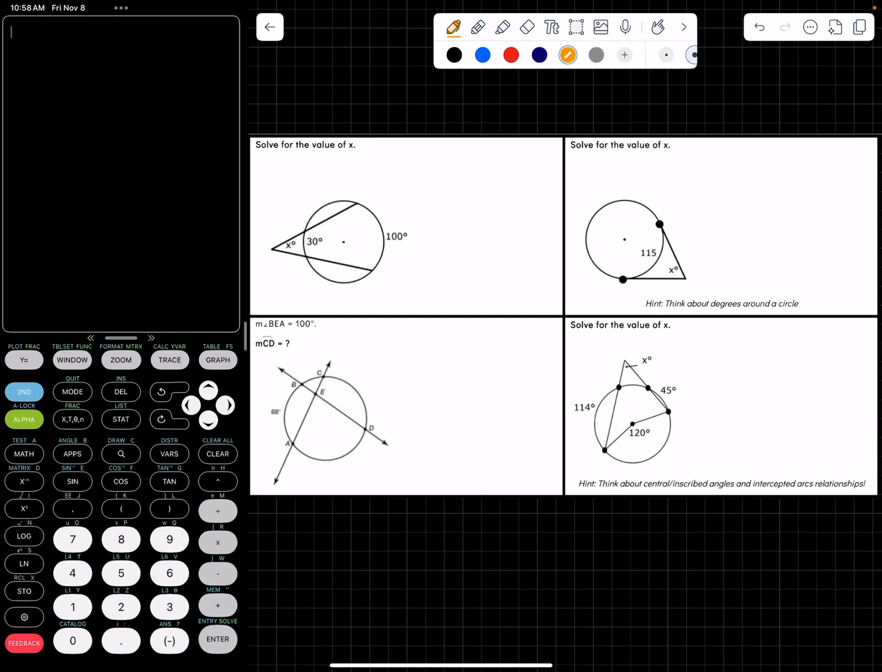Now to look at some angles inside and outside of the circle questions and examples. I do need to pay attention to: is the angle inside or is it outside of the circle? Because that's going to change which formula I'm going to use. Am I going to use the addition formula or the one that involves subtraction?